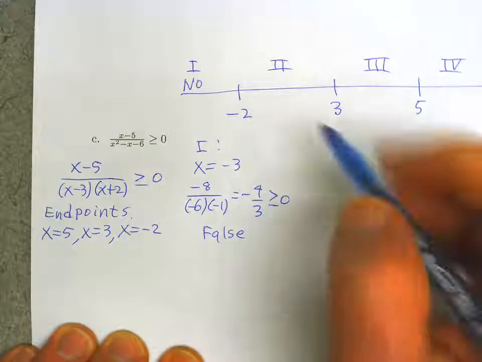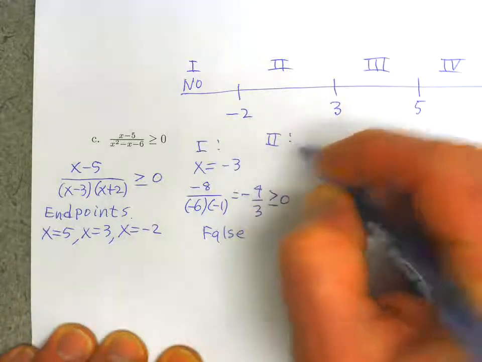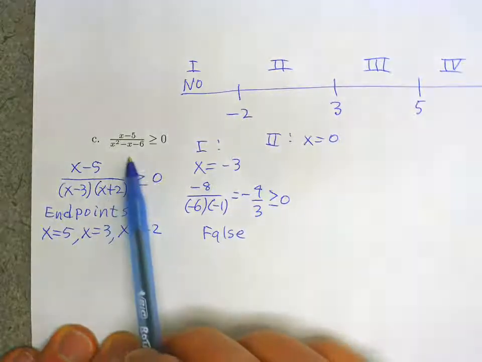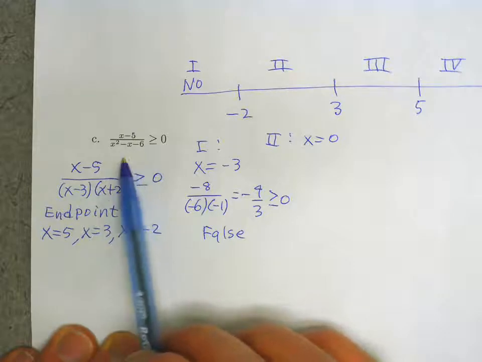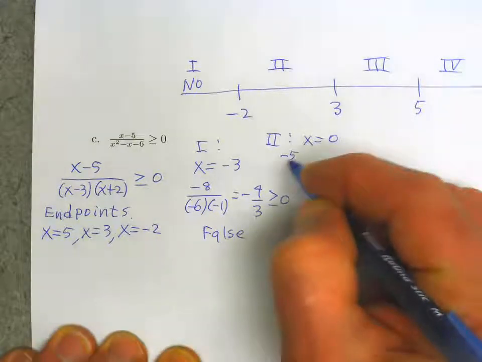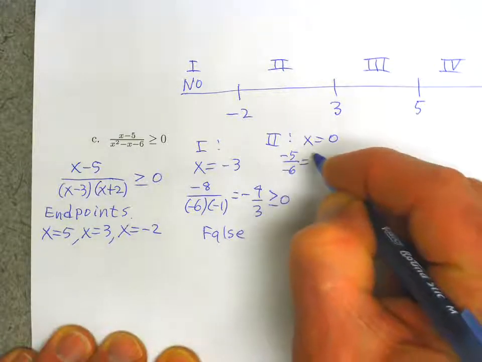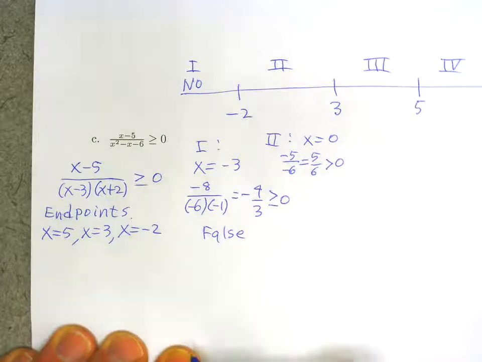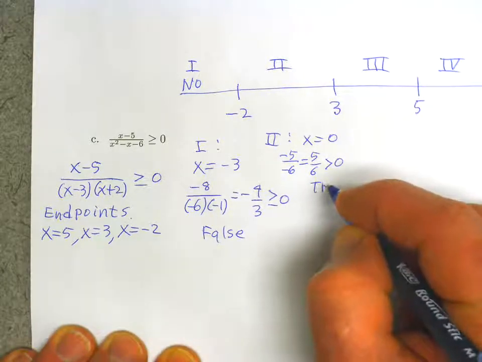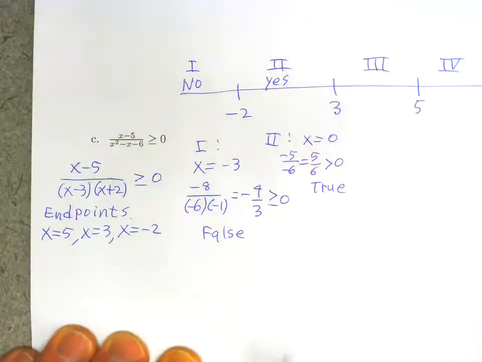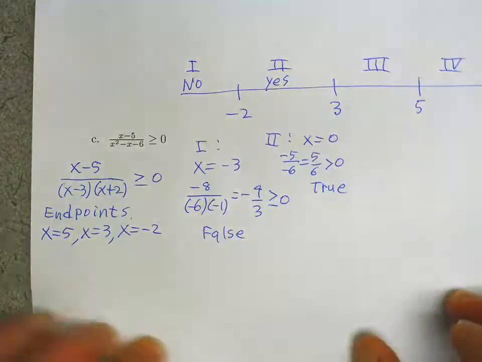In the second interval, we can pick x to be 0. This time, using the original rational expression might be easier. Replace every x with 0, you get negative 5 divided by negative 6, which is positive 5/6. And the inequality greater than or equal to 0 is true this time. So yes, all of the numbers between negative 2 and 3 are solutions.